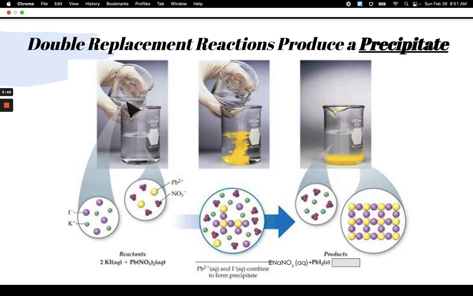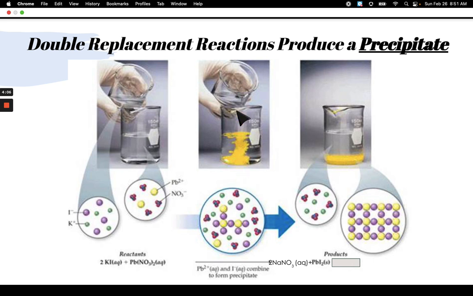So here are two aqueous solutions. One is potassium iodide, that's the one right here. The other is lead nitrate, that's the one here. You can see they are dissolved or dissociated in the water solution. You can't see them because they're floating around. Now we're going to mix them. We're going to combine them. We're going to actually do the reaction.